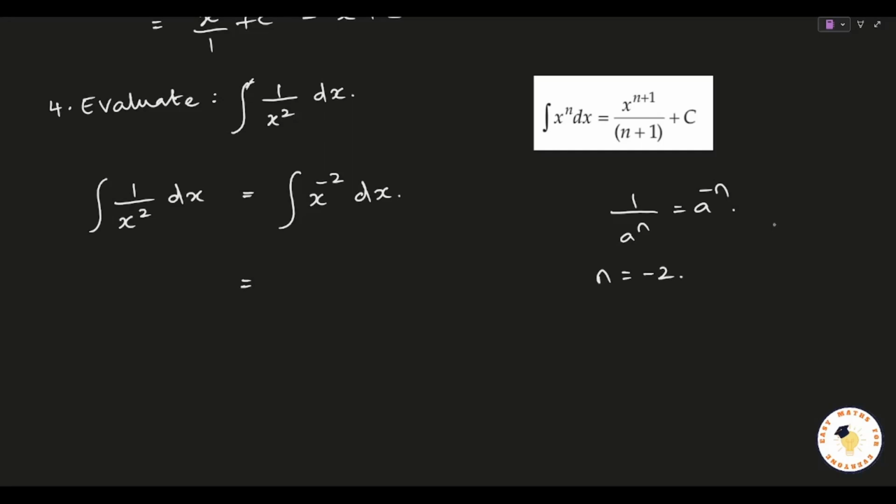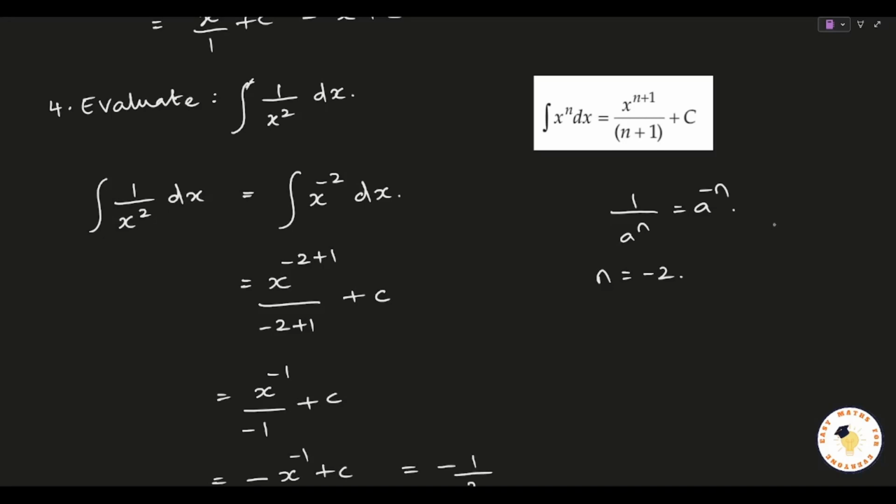So using that formula, we can write this like x power minus 2 plus 1 divided by minus 2 plus 1 plus c. And this can be further simplified as x power minus 1 by minus 1 plus c. So dividing by minus 1 will change the sign of the numerator. So this will become minus x power minus 1 plus c, which can be further written as minus 1 divided by x, because x power minus 1 is 1 by x. So this is minus 1 by x plus c.